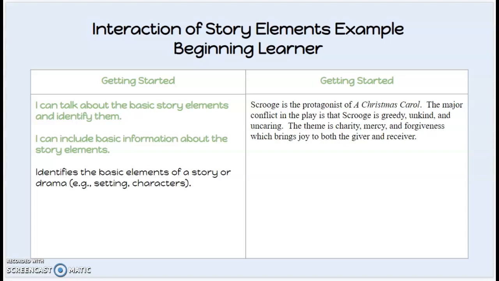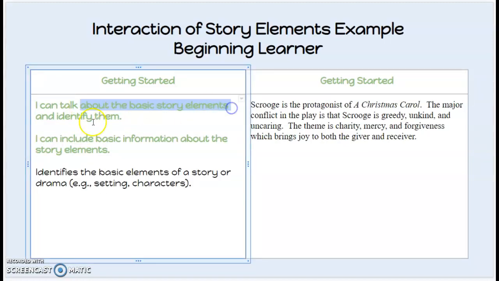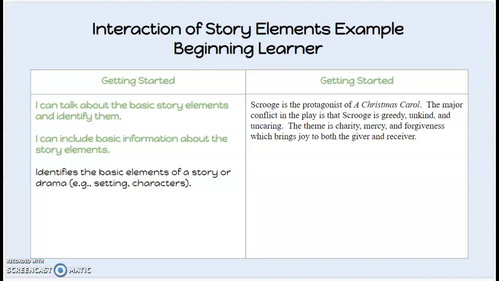In the beginning learner level, a student can talk about the basic story elements and identify them. A student can include basic information about the story elements. With that being said, a student then really doesn't analyze the story elements, but rather lists them.